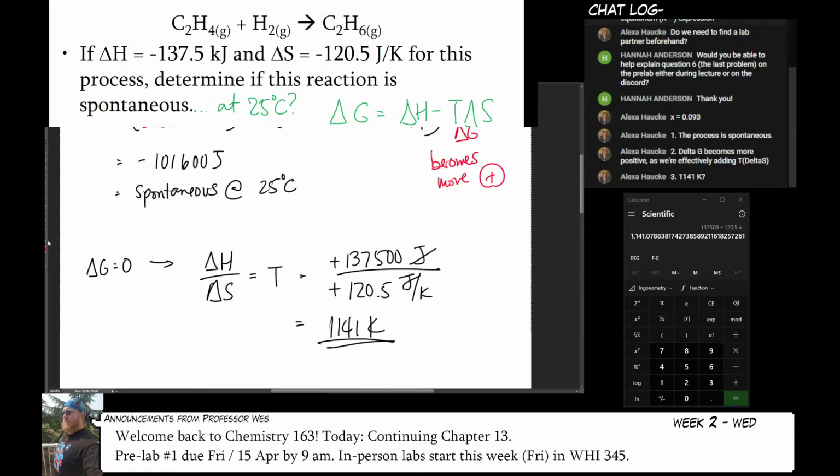Very good. So any temperature below 1,141 Kelvin, the production of ethane from ethylene by adding hydrogen to it will be spontaneous. If you go above that temperature, the reverse reaction is spontaneous, and instead it falls apart.